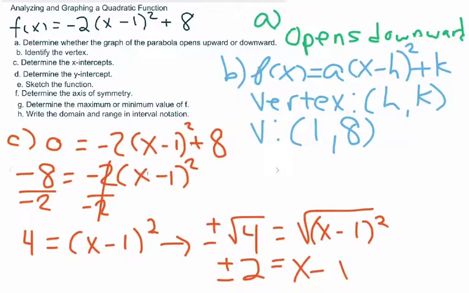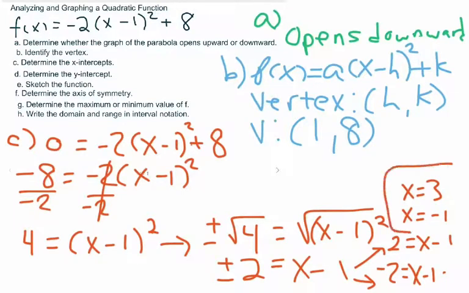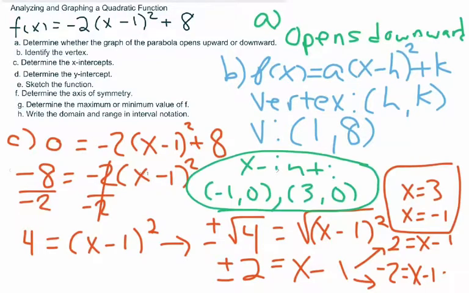This gives us plus or minus 2 equals x minus 1, which can be written as two separate equations. 2 equals x minus 1, and negative 2 equals x minus 1. Solving each for x, we get x equals 3 and x equals negative 1. Therefore, our x-intercepts, or the points where the graph crosses the x-axis, are at negative 1, 0 and 3, 0.